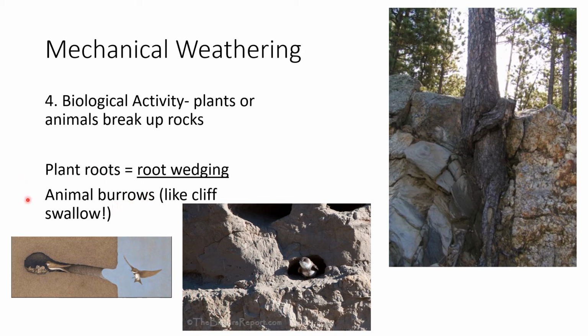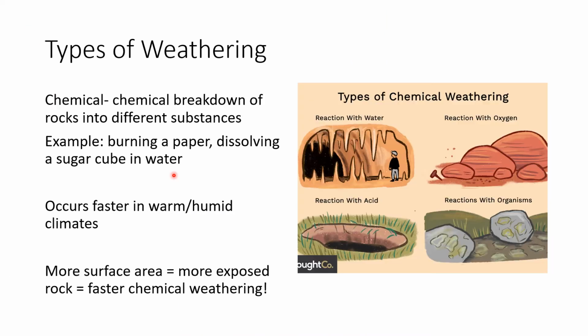And then also some kinds of animals like this little guy here, the cliff swallow, they'll dig away at sandstone cliffs and make their little nests in there. Okay, so the other main type of weathering is chemical weathering, and so now this occurs when there's actual chemical change of the rock into different substances, different compounds.